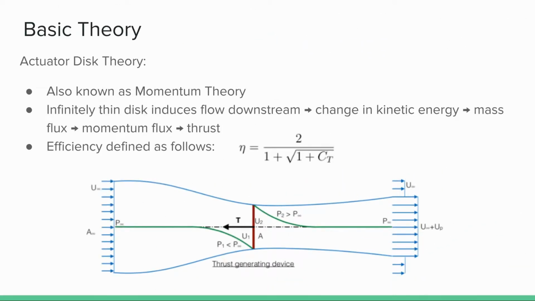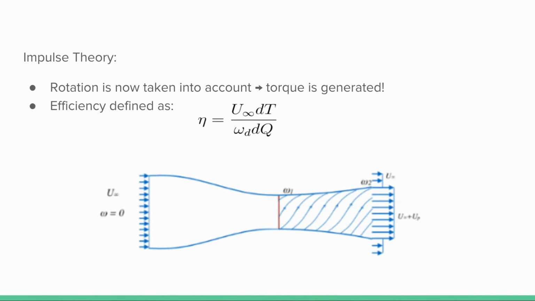The basic theory that we start with is actuator disk theory, also known as momentum theory. This theory states that for an incoming stream, the velocity will be increased after the rotating disk. The next theory, impulse theory, takes into account the rotational induced velocity after the disk.